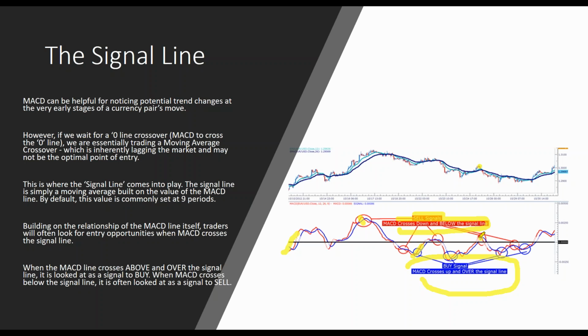So again, what you're looking for is the red line, the MACD line, to either cross over or under the blue line, which is the signal line. And when that occurs, if the red line crosses down and below the signal line, it's a sell signal. When the MACD crosses up and over the signal line, it's a buy signal.